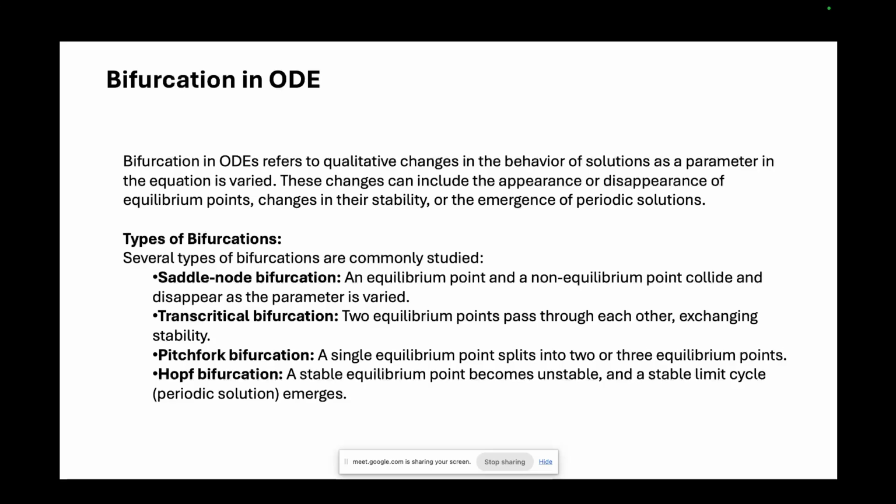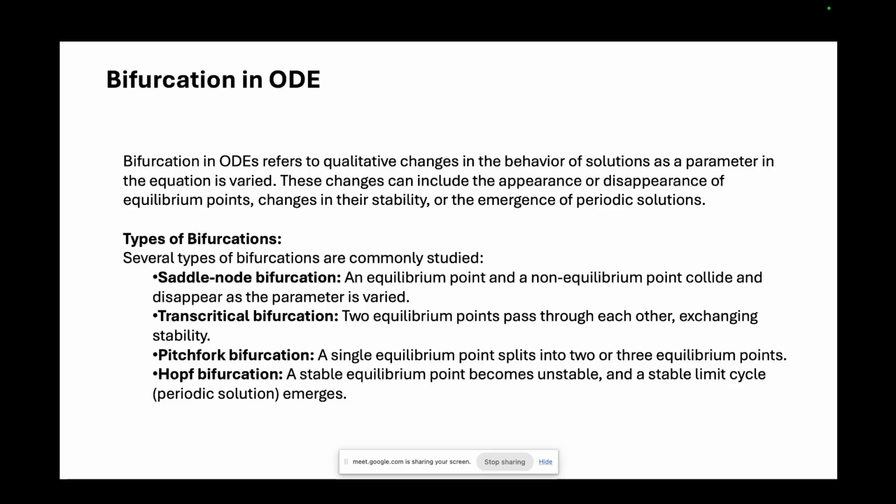Okay, so bifurcation in ordinary differential equations refers to qualitative changes in the behavior of the solution as parameters of the equation are varied. These changes can include the appearance or disappearance of equilibrium points, changes in their stability, or emergence of periodic solutions. Now, one thing to keep in mind: if your differential equation has the parameter inside it, once you are varying the parameter, the steady state will change anyway, whether or not bifurcation is happening. The steady state will change depending on your parameter.